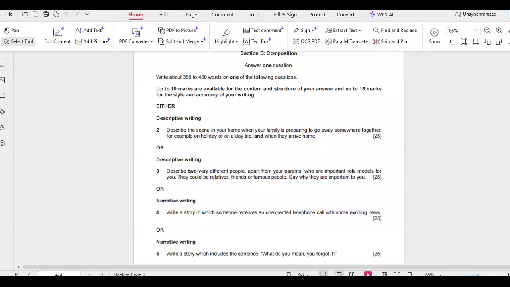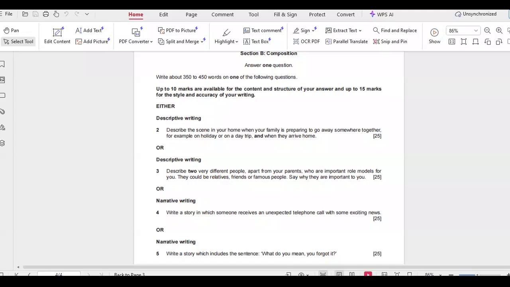Moving on with the narrative. Narrative basically stands for narration, or telling something. So that means we need to tell. In descriptive, we show, but in narrative, we tell. So for the narrative writing, the first topic that has been given to you is to write a short story in which someone receives an unexpected telephone call with some exciting news.